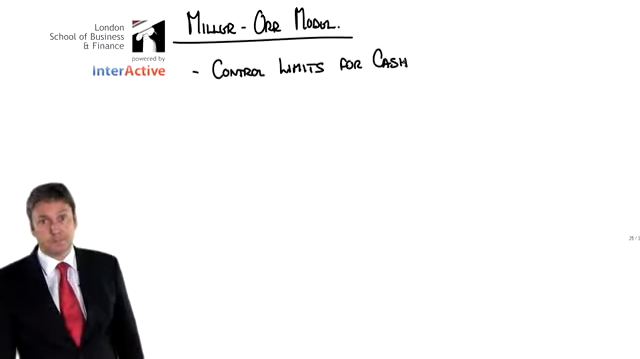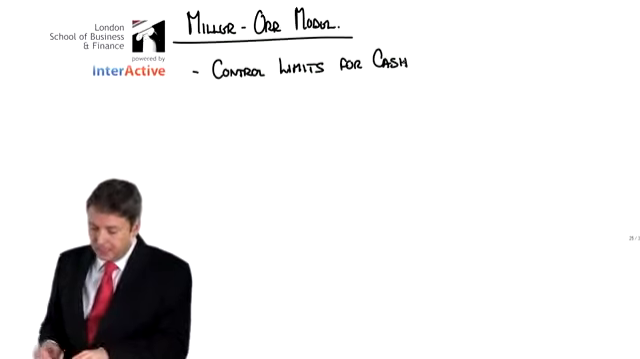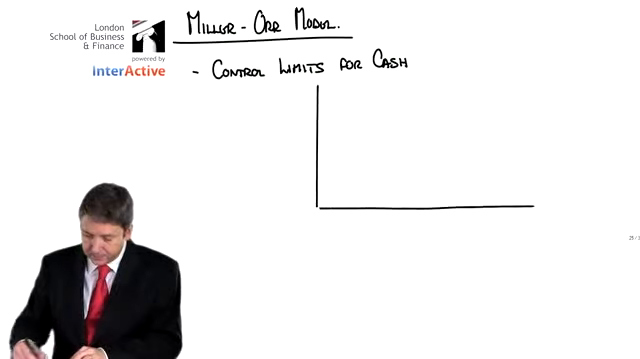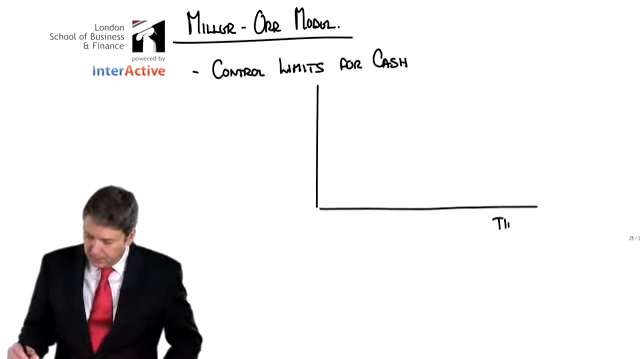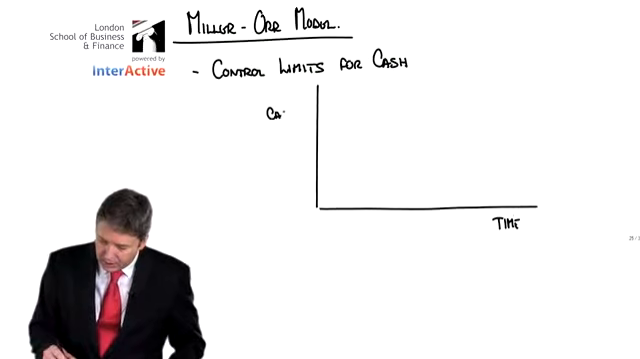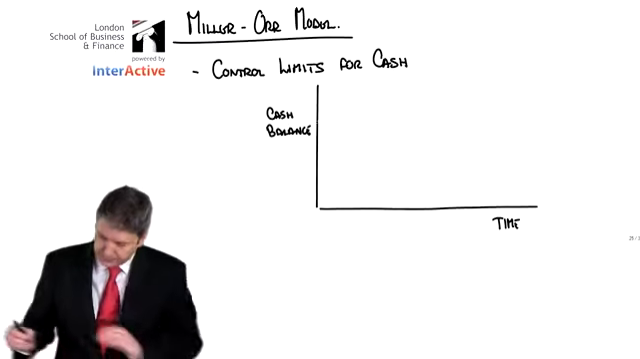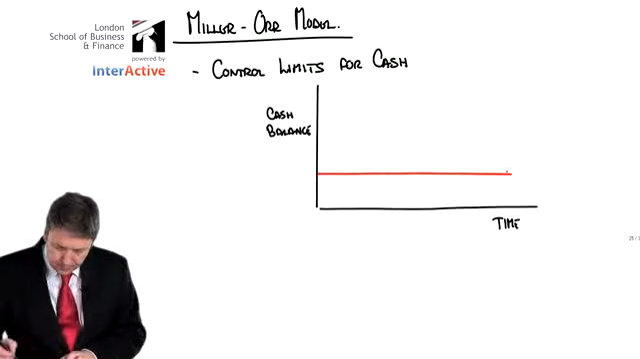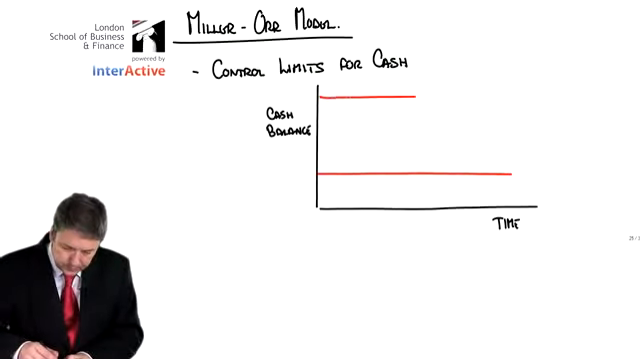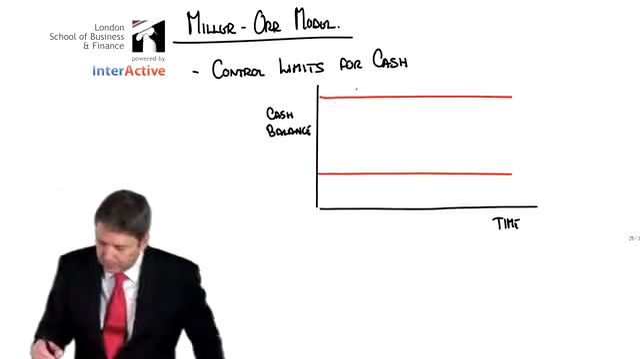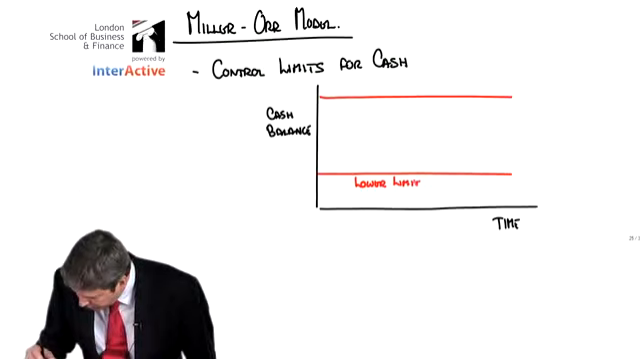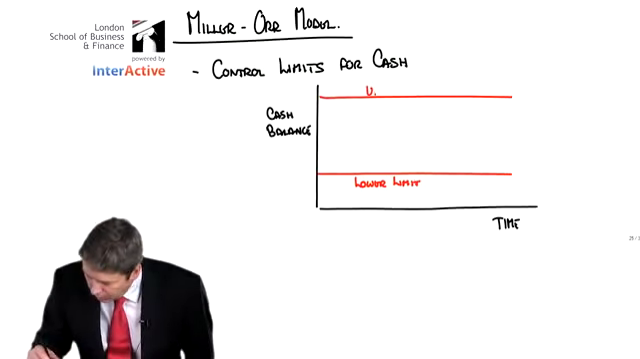So, if we're looking at it, maybe what we could do is just illustrate what it is that we're trying to calculate. If we were looking at plotting over time our cash balance, the idea behind Miller-Orr is that we establish a lower level and an upper level, if you wish. A lower limit, you could call this a minimum level, or an upper limit.